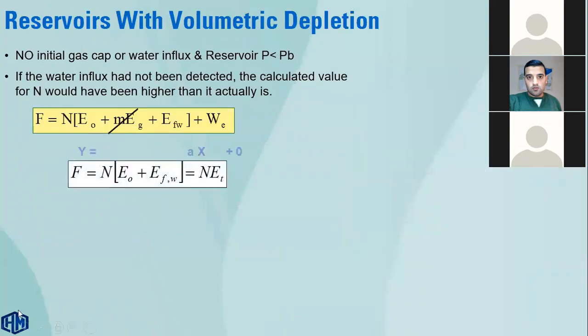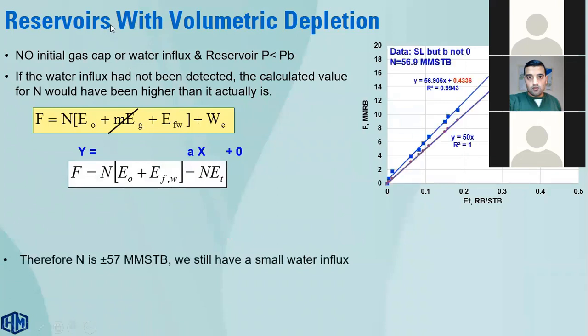We have a field example for this reservoir with volumetric depletion. We have production data versus time. For this reservoir, we use this equation F equals N times E sub T, as you can see. By plotting these two terms together, the slope of the line will be N and the intercept will be 0. So according to this equation, N will be 50 million stock tank barrels.